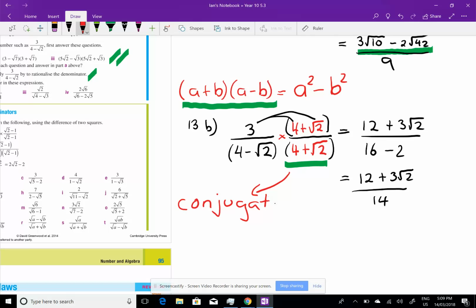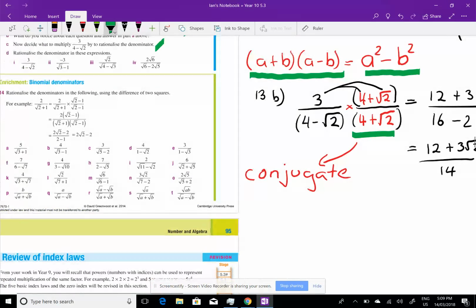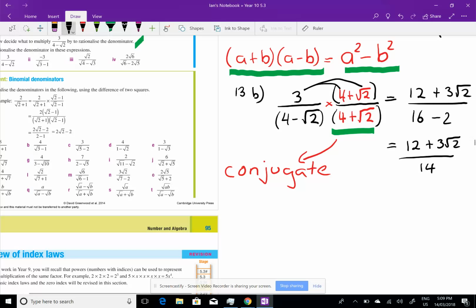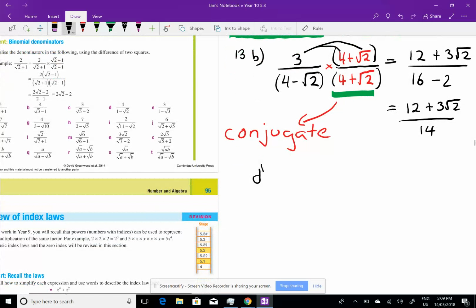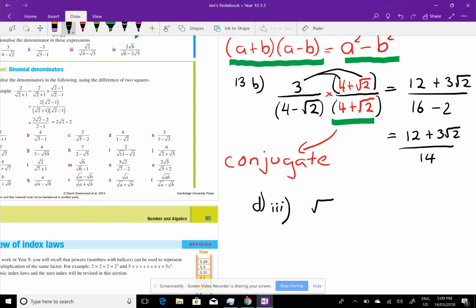And we multiply by the conjugate to get the difference of two squares, which will rationalise our denominator. So I'm going to have a go at 13D number 3, and then I'm going to do some more. So 13D number 3, I've got root 2 on root 4 minus root 3.